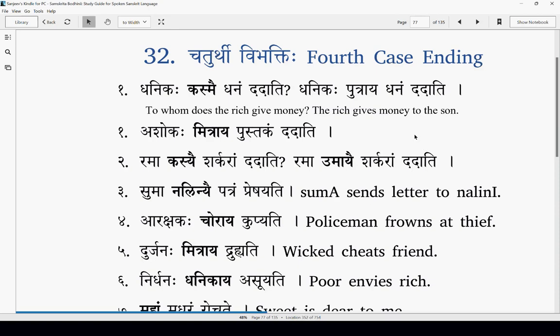Then the next one. Yeah, continue, or somebody else? Yeah, you can continue. Ashokaha mitraya pustakam dadati.